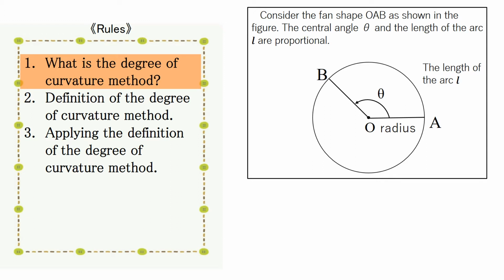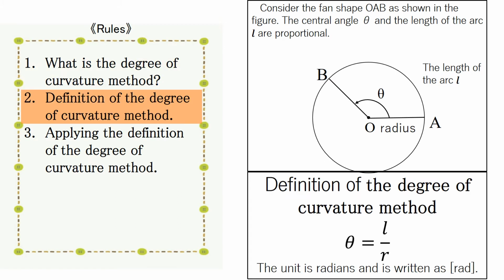The central angle theta and the length of the arc L are proportional, and if we take the ratio of the arc length L to the radius r of the fan, the ratio is constant regardless of the size of the fan for the same angle theta. The degree of curvature method is a way to express angles using this.